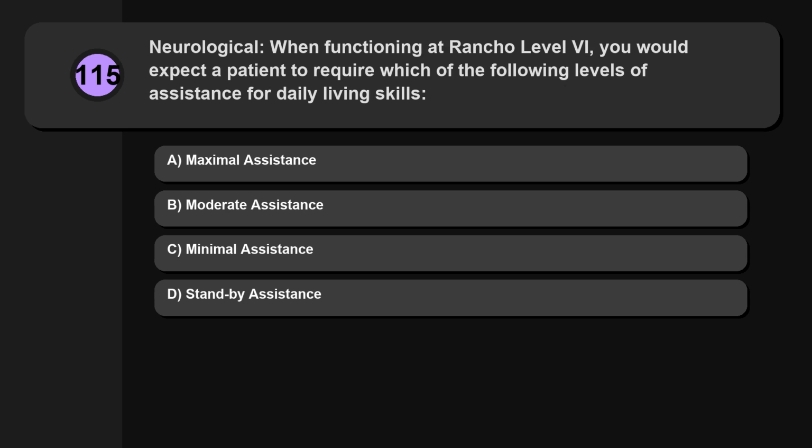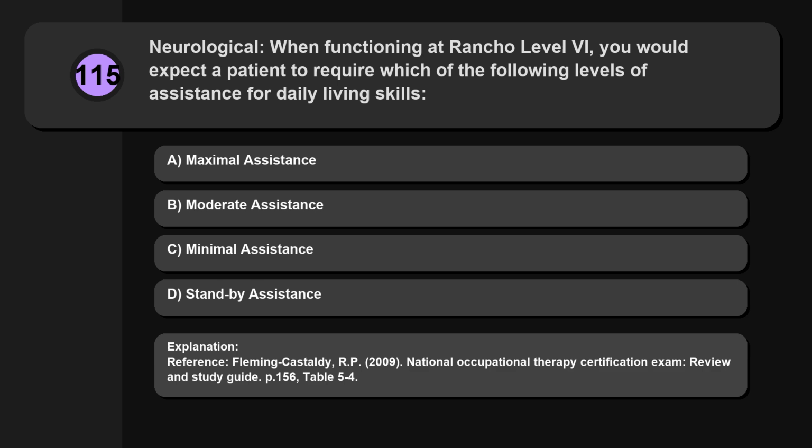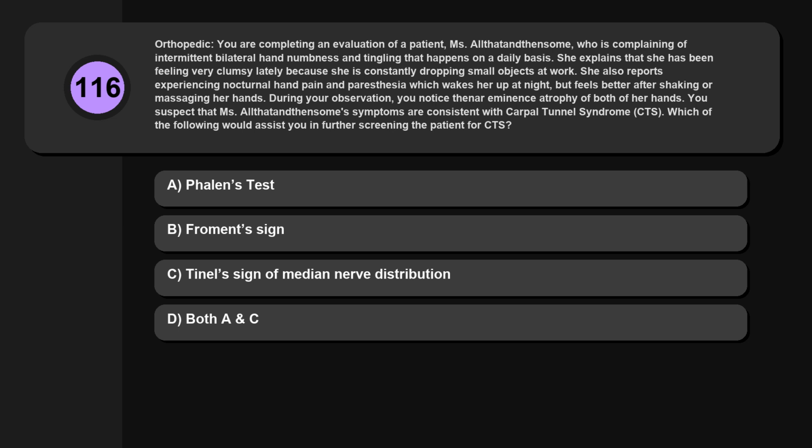Question 115. Neurological. When functioning at Rancho Level 6, you would expect a patient to require which of the following levels of assistance for daily living skills? Option A. Maximal assistance. Option B. Moderate assistance. Option C. Minimal assistance. Option D. Standby assistance. The correct answer is option C. Reference: Fleming Castaldi, 2009, National Occupational Therapy Certification Exam Review and Study Guide, page 156, Table 5-4.